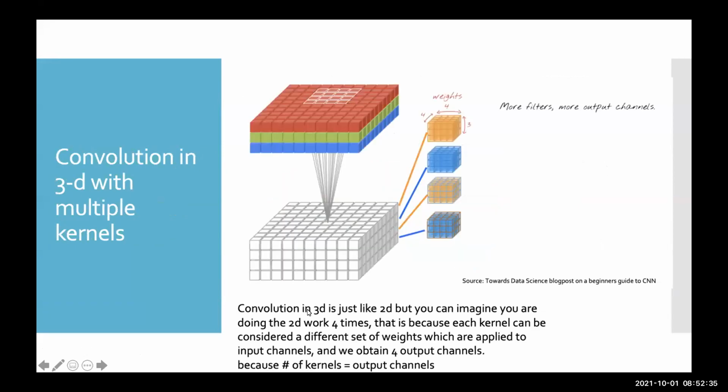And like I said before, the number of kernels or filters you have equals the number of output channels you have as well. So this is another nice visualization. You'll be scanning these weights along the image, and you can think of them as 3D scanning. So yeah, just something to keep in mind: number of kernels equals number of output channels.